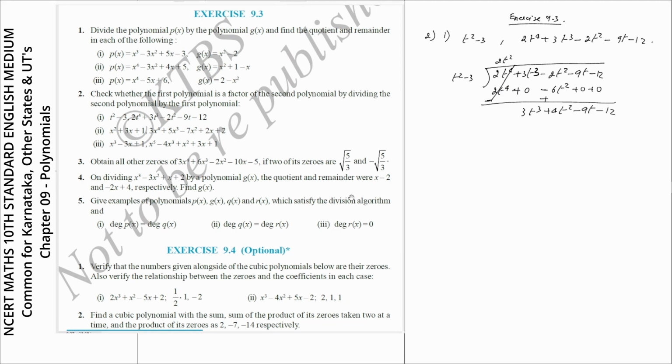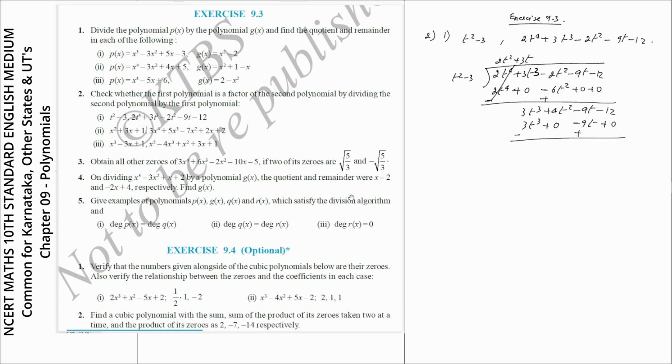Now if I multiply by 3t, I will get 3t into t square is 3t cube. Then minus 3 into plus 3t is 2 3s are 9t, so I'll get minus 9t. Okay, here I'll put just 0, here also I'll put 0. So now I'll change the sign.